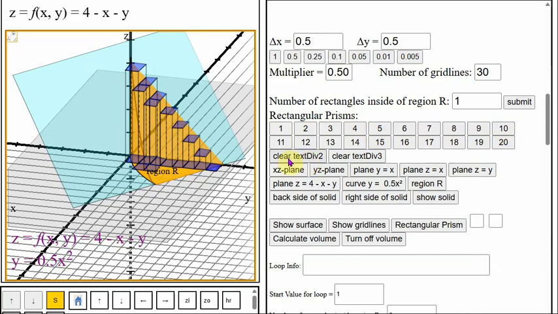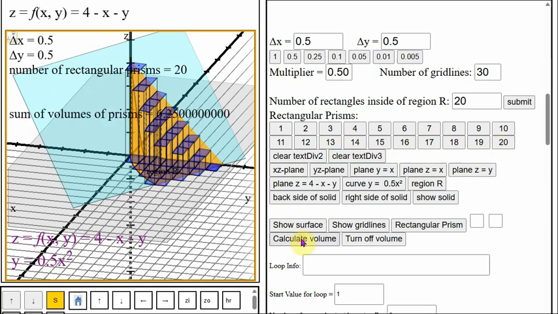And so I'm going to estimate the solid with 20 rectangular prisms. And now I'm going to calculate the sum of the volumes of the rectangular prisms. So I have 20 rectangular prisms, and the sum of the volumes is 6.25. And so the volume of the solid is approximately 6.25.